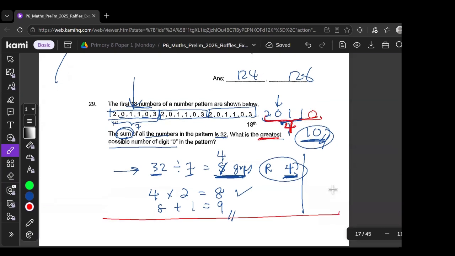Okay, so how many zeros are there now? So you have 8, and then plus another 2 more 0. So your answer is 10. Okay, so your answer should be 10. So if you got this answer wrong, I think it's a little bit tricky because you want the greatest number of 0. So you must put one more 0 here.